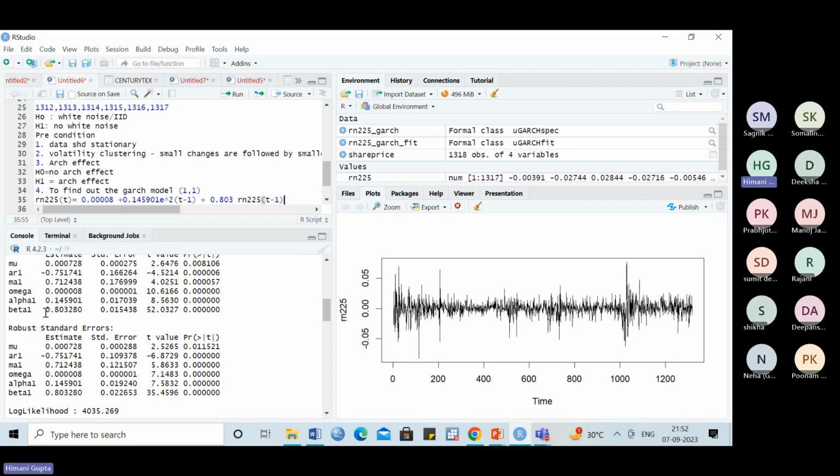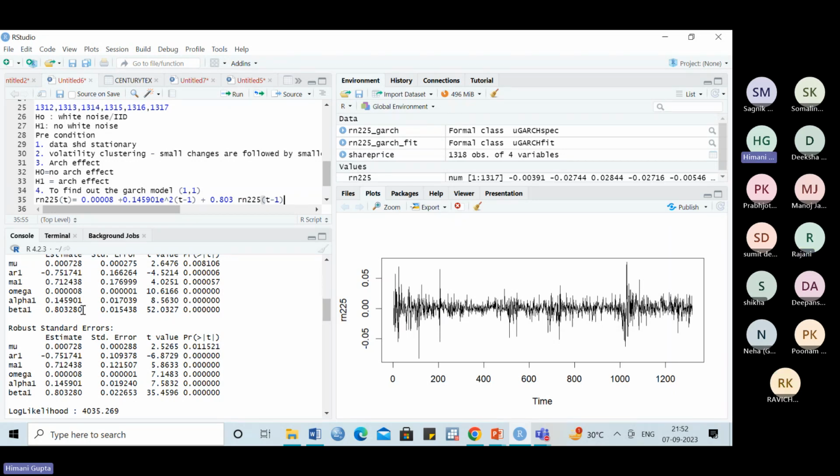Now see over here, your beta is also positive and your alpha is also positive. And beta is 0.803. That means a larger amount of beta. Whenever you have a larger amount of beta, it indicates that your conditional variance will decay slowly. And if it is smaller, your conditional variance will decay quickly. The more the value of beta, the slower the decay. That means the effect of today's volatility will be long lasting.